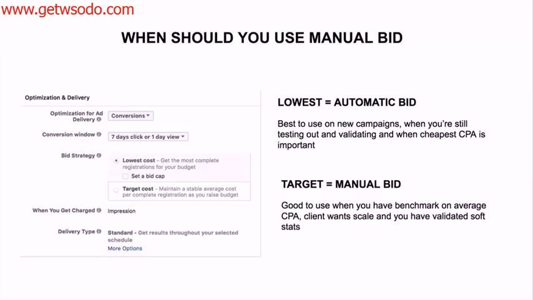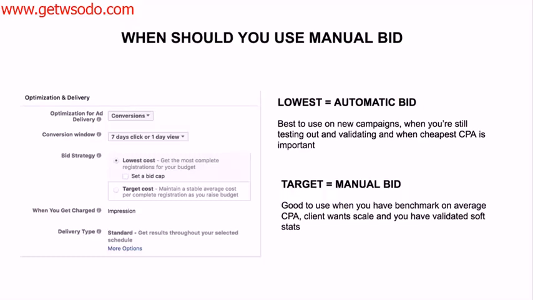With target cost, this is essentially your manual bid here. You would use this when you have validated an ad set. So an ad set is working really, really well, you've got some good soft metrics in place, and you also have an understanding of your average cost per acquisition. So you've run enough purchases through to know that, hey, it usually costs us $20 a purchase or $50 a purchase. So target cost is how you actually manipulate that manual bid. And this screenshot is from your ad set level, by the way, guys.